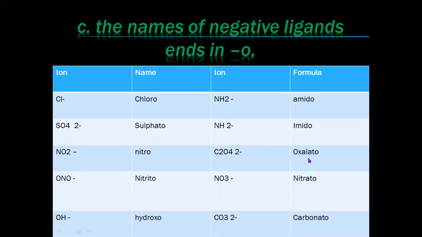Oxalate ion, oxalato. Nitrate ion, nitrato. Carbonate ion, carbonato. In this way, we have to use these while we write the name of the ligand if it is a negative ion: chloro, sulfato, nitro, etc.